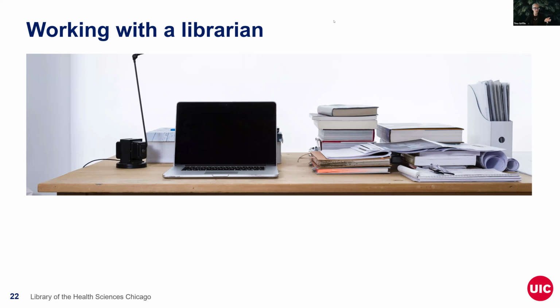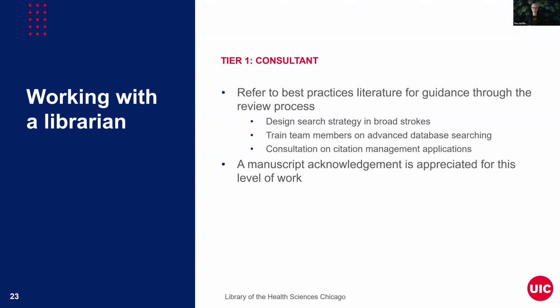Okay. Well, I will go through working with a librarian, and then I will just open it up for general questions. Okay, working with a librarian. I've mentioned this in a few places, but for scoping reviews and systematic reviews, we do have a couple of different tiers that we actively have. Tier 1, we work as a consultant. We refer to best practices. We will meet with you one-on-one with your research group or with the PI on the project.